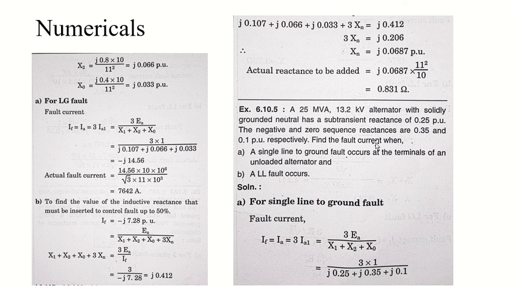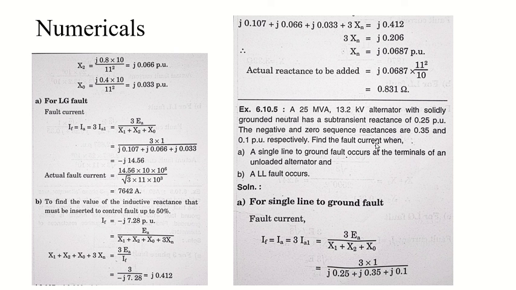We have been asked: a 25 MVA 13.2 kV alternator with solidly grounded neutral has subtransient reactance of 0.25 per unit. The negative and zero sequence reactances are 0.35 per unit and 0.1 per unit respectively, and we have to find the fault current when a single line to ground fault occurs at the terminal of an unloaded generator and when an LL fault occurs. So initially we will calculate for single line to ground fault, and then we will go for LL current. Now you already know the formula for single line to ground fault current, right?